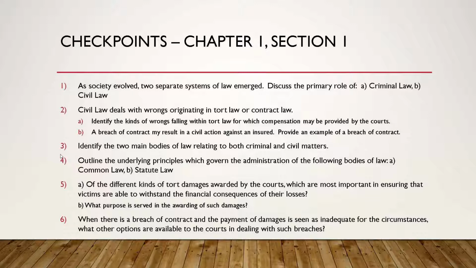And then the last one in this section was: when there is a breach of contract and the payment of damages is seen as inadequate for the circumstances, what other options are available to the courts in dealing with such breaches? So there are a bunch of options. They may rule in the following manner. They can provide payment for damages to the injured party. They can enforce specific performance requirements.